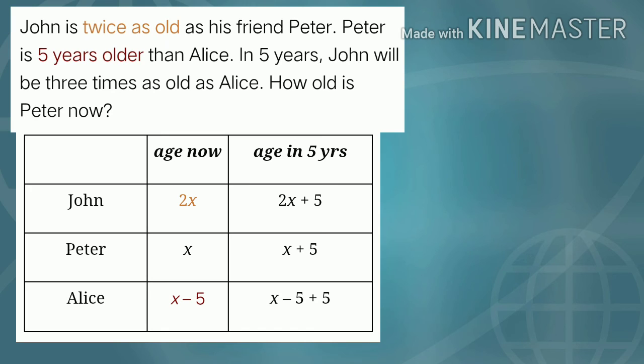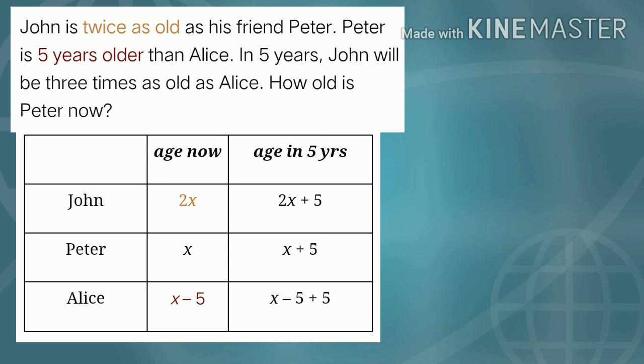Peter is 5 years older than Alice, so Peter is the older one. So we subtract 5 from Peter, so it becomes x minus 5. So that is the age of Alice. Now, for their age in 5 years, we add 5 to all of their ages. Then, we will write a mathematical equation of our problem.